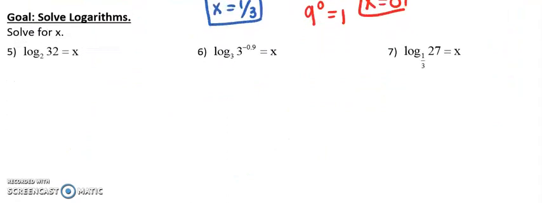Let's do this down here. Now they already got it set equal to x for you. I think this might be a little easier, although 6 and 7's looking a little crazy, so we'll talk about it. So 2 to the x equals 32.